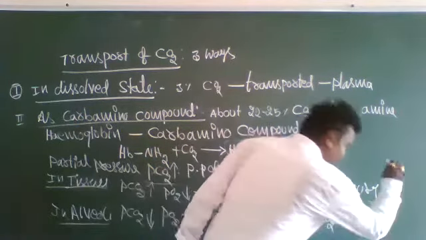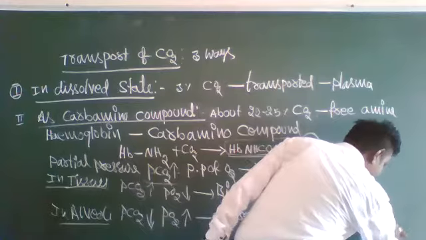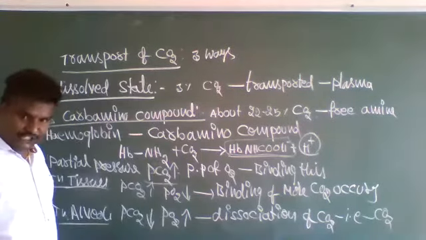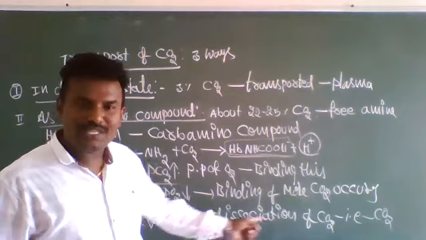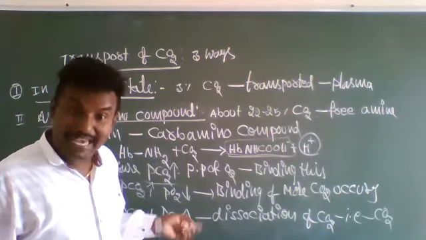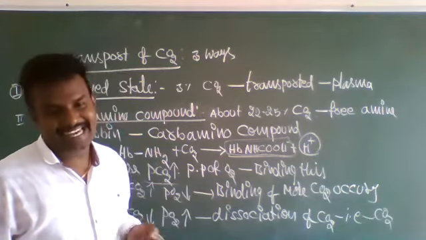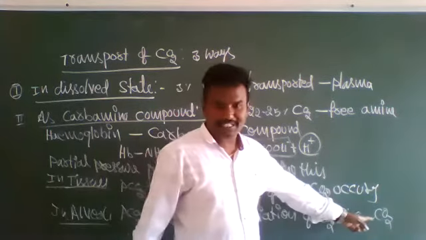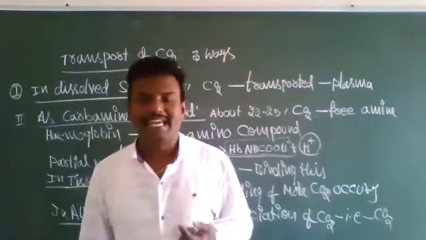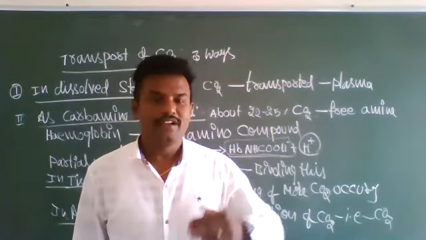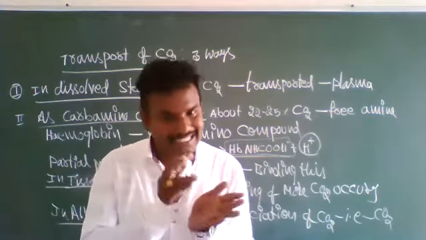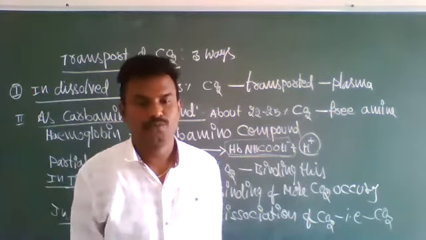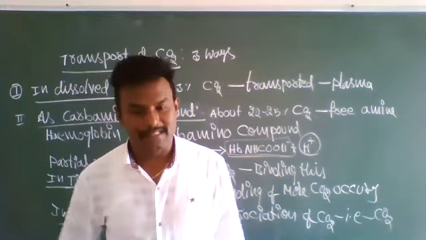That means carbon dioxide from the tissues is transported into the alveolar cells, or alveolus. Carbon dioxide from the tissues is transported to the alveolar sacs. From the alveolar sacs, that carbon dioxide is expelled out through the respiratory pathway.